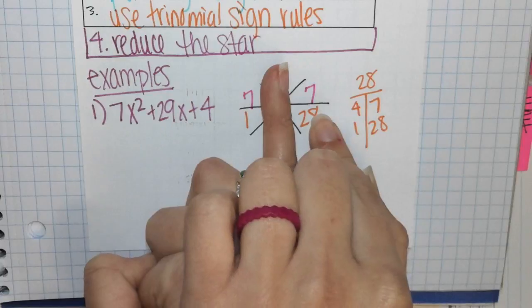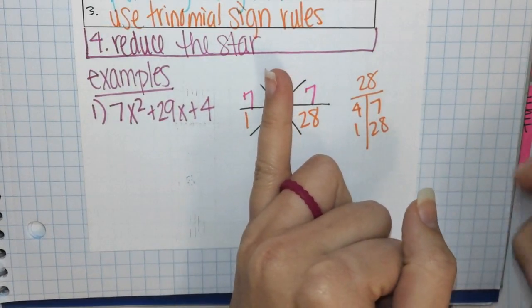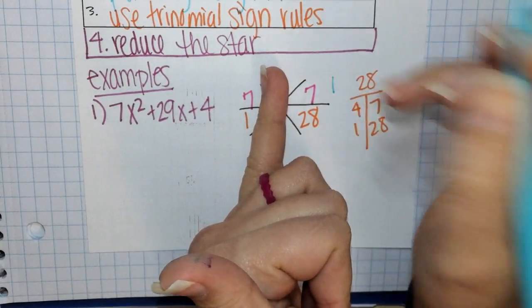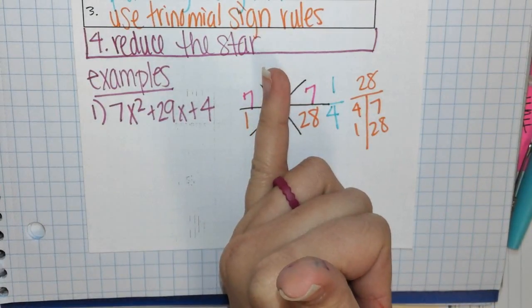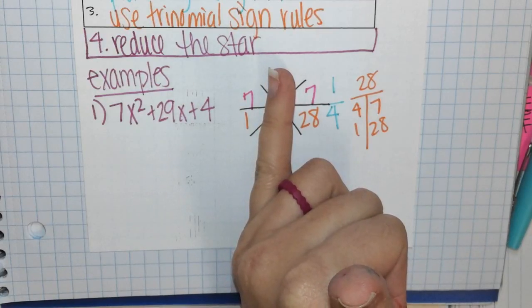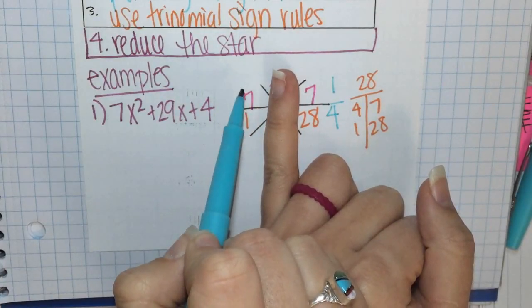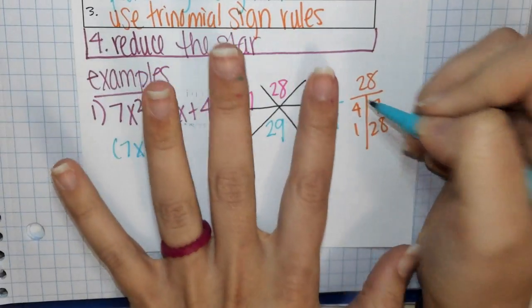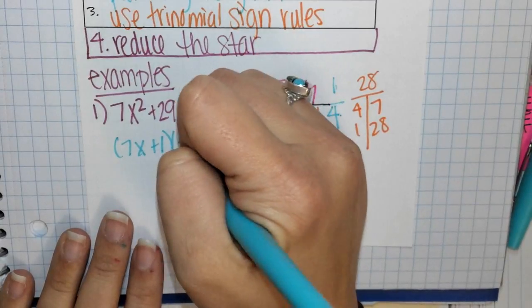But can we reduce this? What goes into both 7 and 28? Siete, 7. Good. What's 7 divided by 7? What's 28 divided by 7? Good. And it reduces to 1/4. Now we got to put it in our parentheses. What is on top this time? So it would be 7x plus 1. And then what's on top over here now? 1. Uno. So it would just be x plus 4.